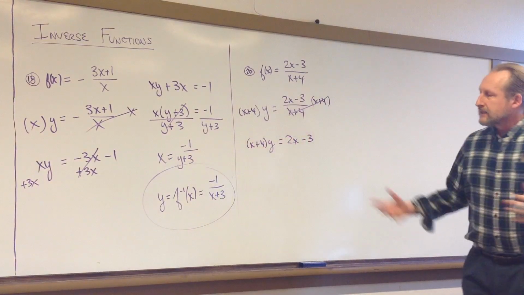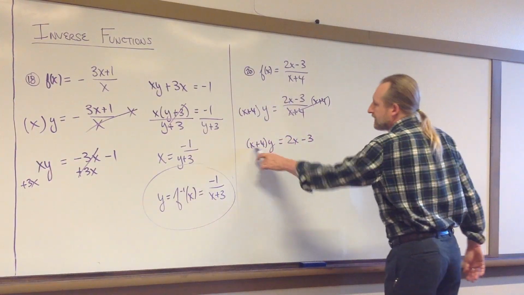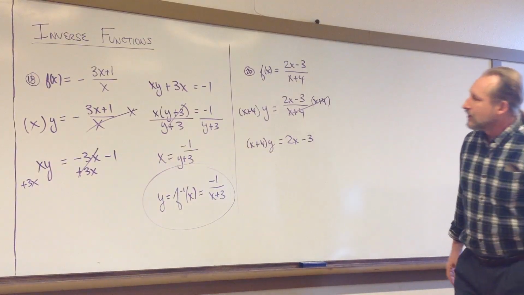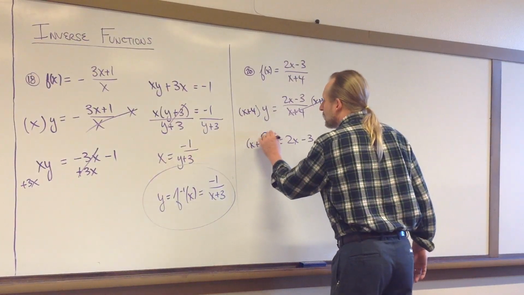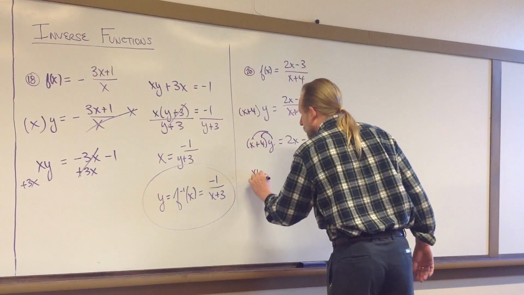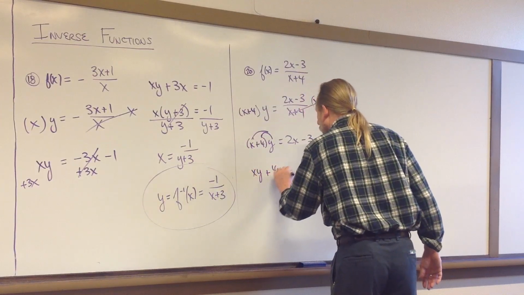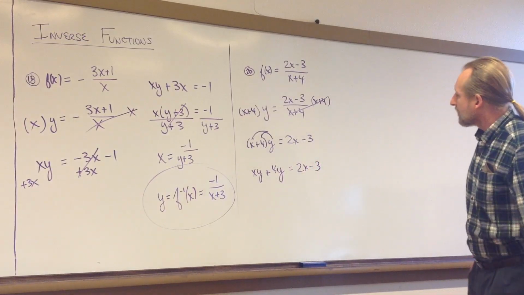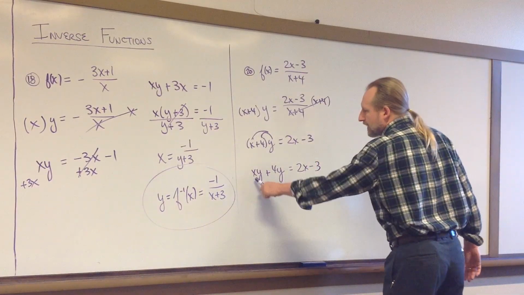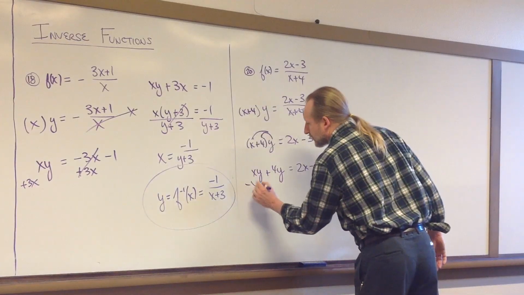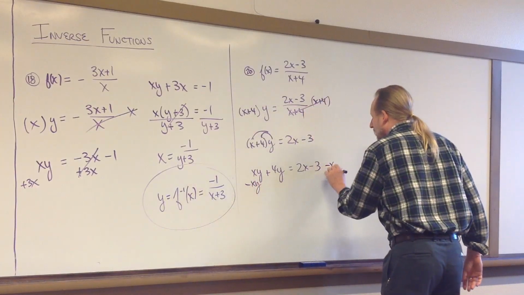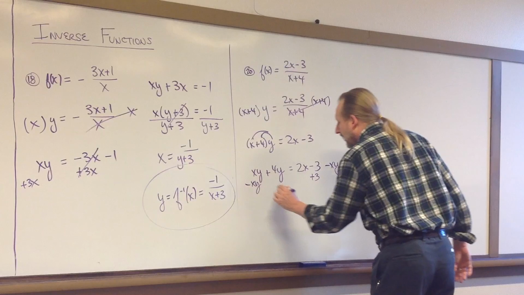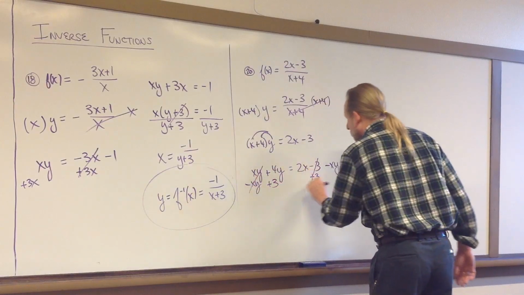All right. Same issue here. We need to get this x and this x together. So to do that, I'm going to distribute this y into the parentheses. Xy plus 4y equals 2x minus 3. All right, let's see. I'll bring this over to this side. So I'm going to subtract xy on both sides, and then I'll add 3 on both sides.